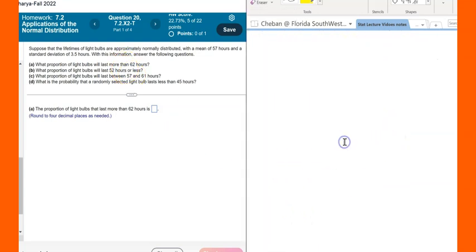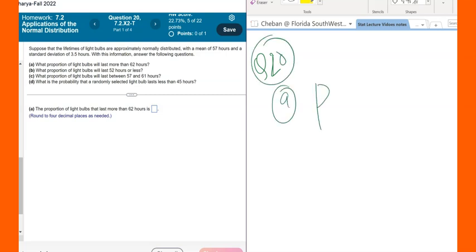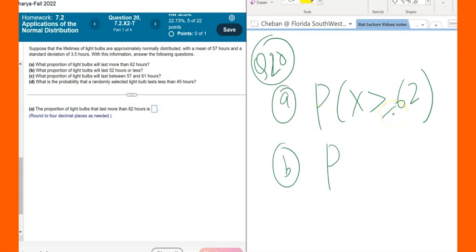Okay, I'm not going to finish it, but in question number 20, part A, you're looking for the probability of x greater than or equal to 62 hours. That's what you're looking for. Okay, part B, you're looking for probability. Remember, a proportion is the same as probability, which is 52 hours or less. That's what you're looking for in part B.